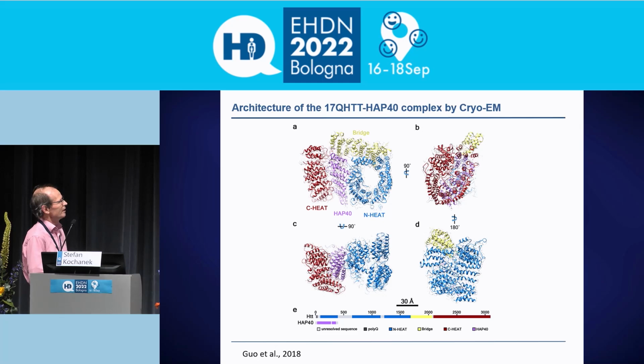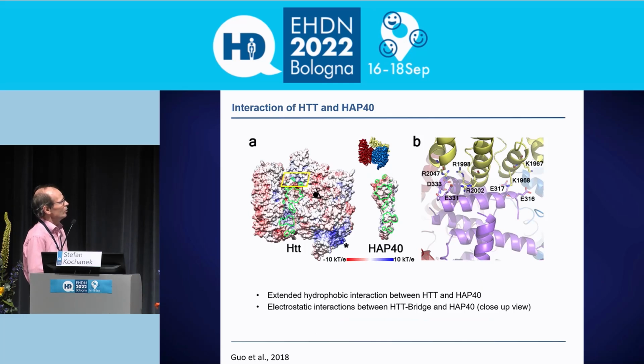Huntingtin is basically divided into three domains. The blue one, which is N-terminally located, we call N-HEAT, a C-terminally located domain, which we call C-HEAT, and then we have a yellow bridge domain, which connects the two. In between, HAP40 connects with all three domains. Let's have a look, which is also important for the discussion in later slides, at how the interaction of HAP40 with Huntingtin is.